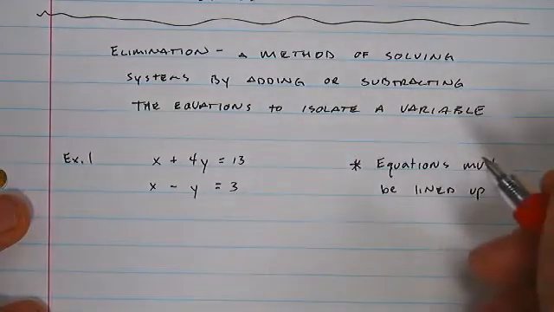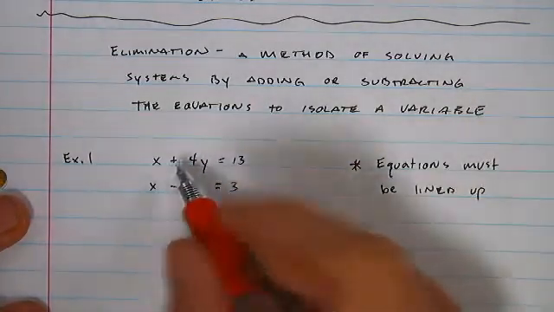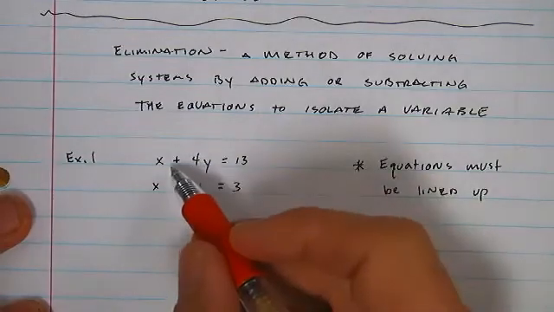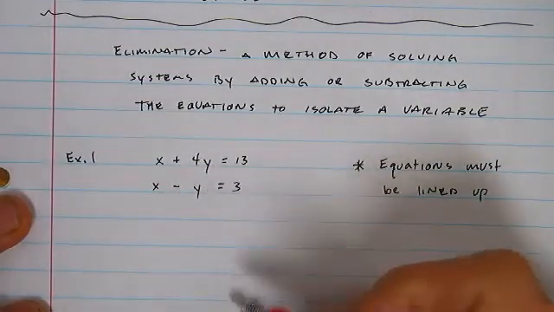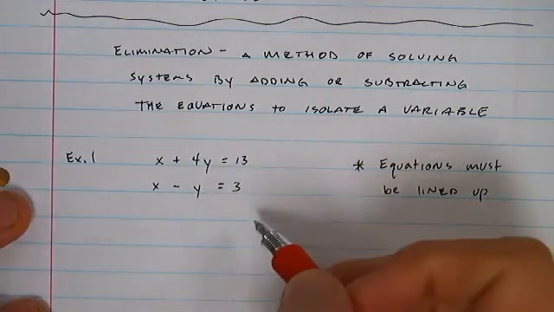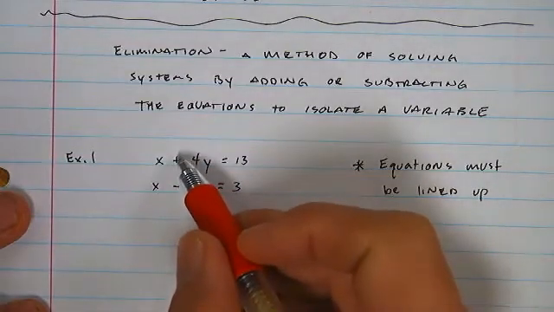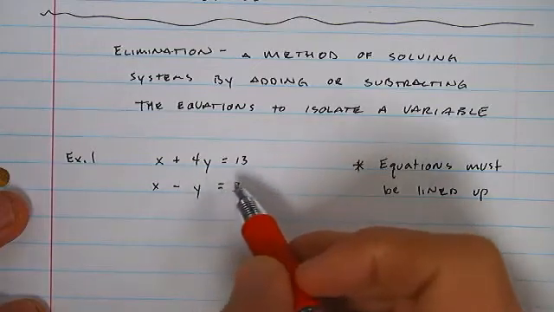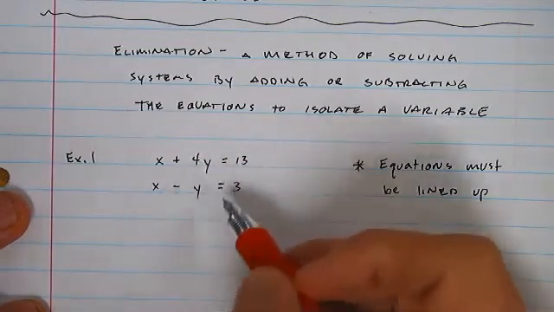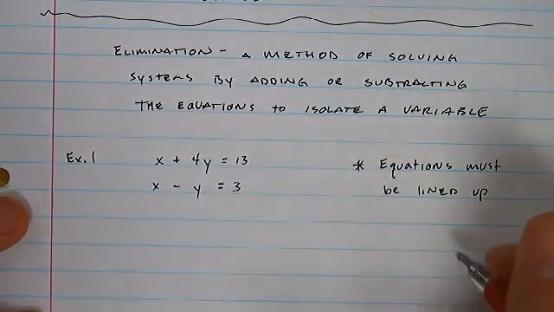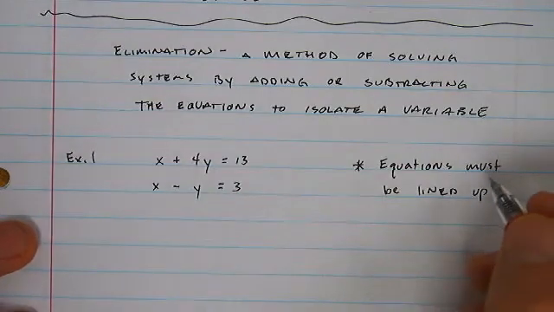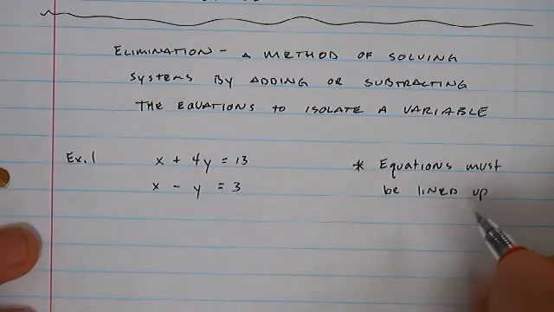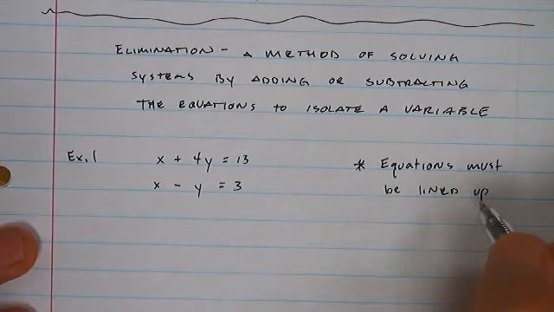So we could rewrite this system to say x equals negative 4y plus 13, and that equal sign would be here. This would be x equals y plus 3. And they would still be lined up. So we'll look at a couple different situations where maybe they're lined up a little differently.